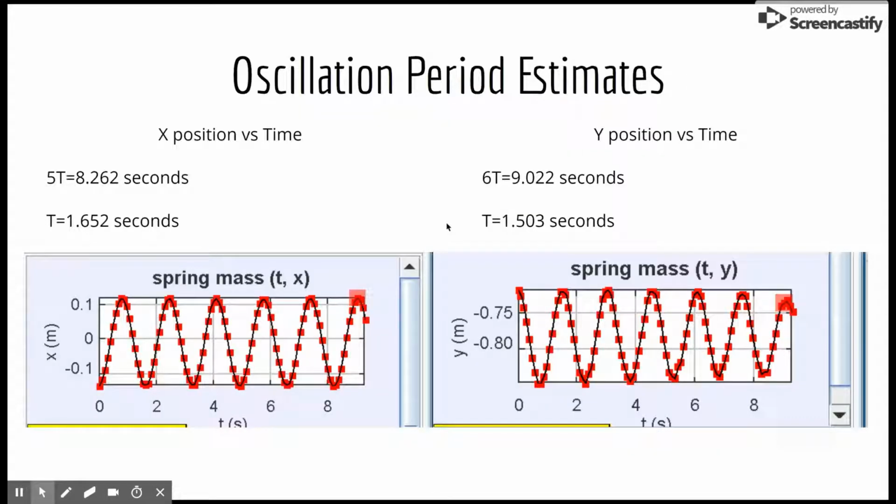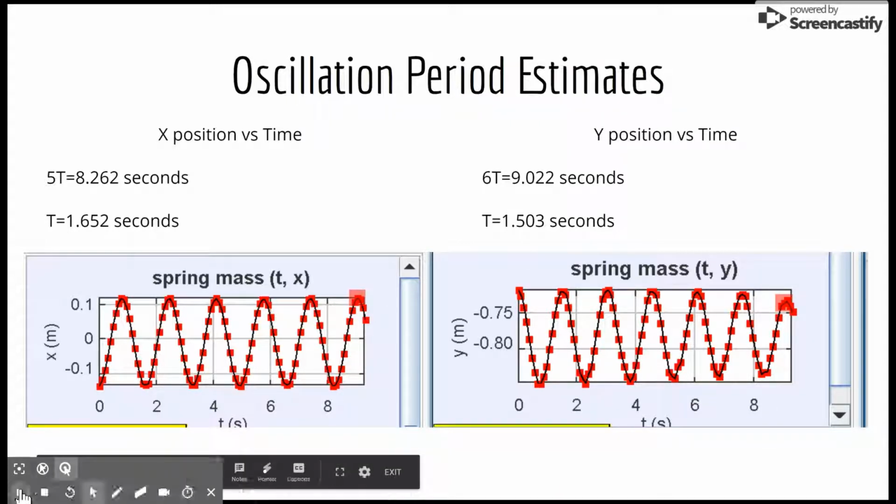To answer the second "what does it mean" question, I estimated the periods of oscillation for the x position versus time and the y position versus time graphs from Tracker by finding the average period for all of the oscillations. For the x position, I got an average period of about 1.65 seconds, and for the y position, I got an average period of about 1.5 seconds.